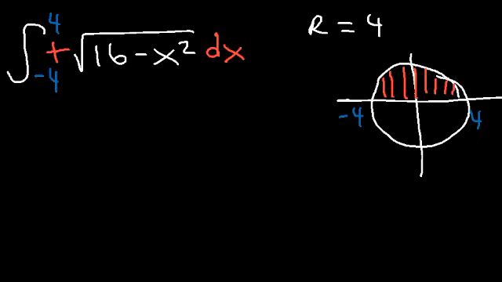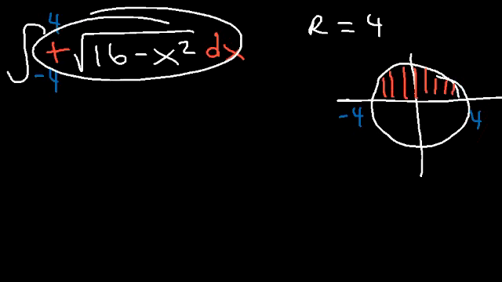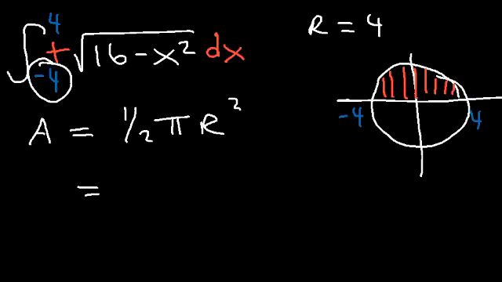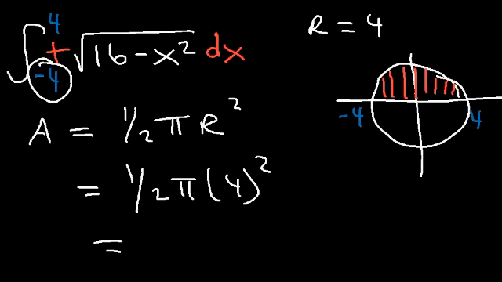Now at this point, we don't know the techniques needed in order to integrate this expression. So what you need to do is use geometry to find the area. The area of a circle is pi r squared. So for a semicircle, it's 1/2 pi r squared. And r is 4. So it's 1/2 times pi times 4 squared. 4 squared is 16, divided by 2 is 8. So the answer is 8 pi.